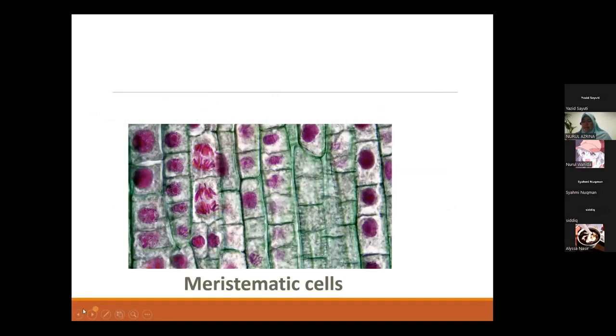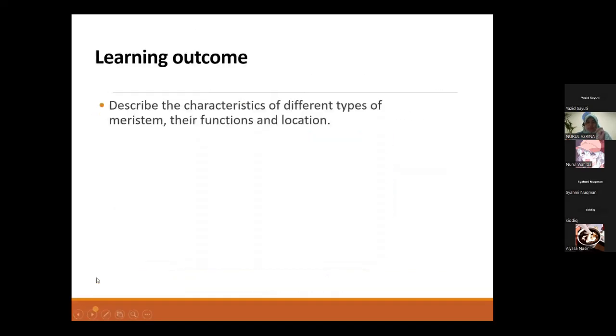For plant tissue, first we are going to explore meristem tissue. So there are 2 types of meristem tissue: apical meristem and also lateral meristem. These 2 different meristem tissues are located differently and they have different functions.